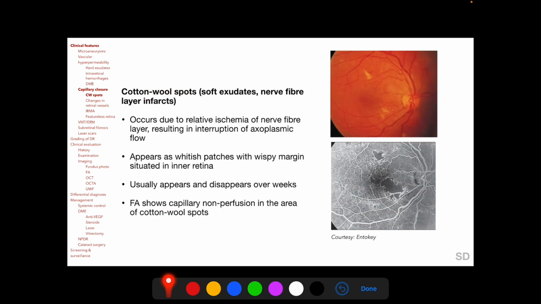Cotton wool spots, also known as soft exudates or nerve fiber layer infarcts, as seen here in this clinical photograph, occur due to relative ischemia of the nerve fiber layer, which results in interruption of the axoplasmic flow.